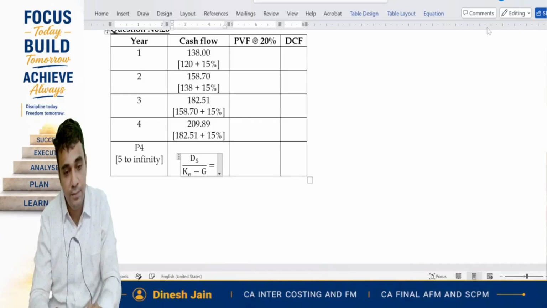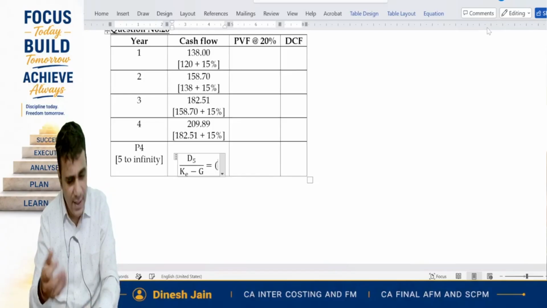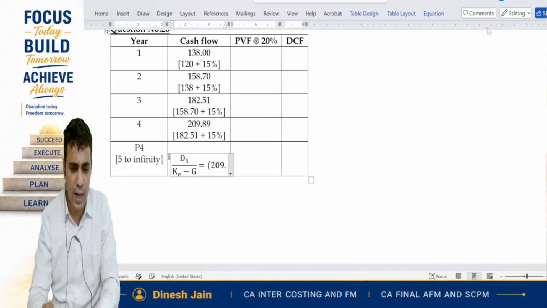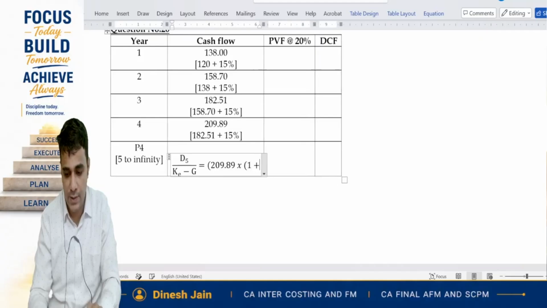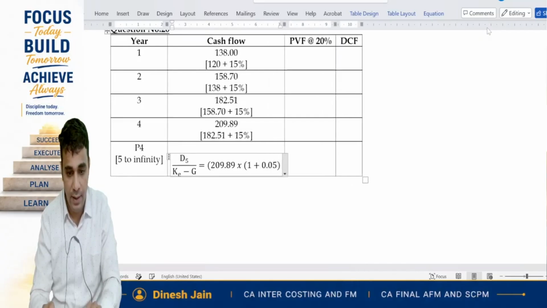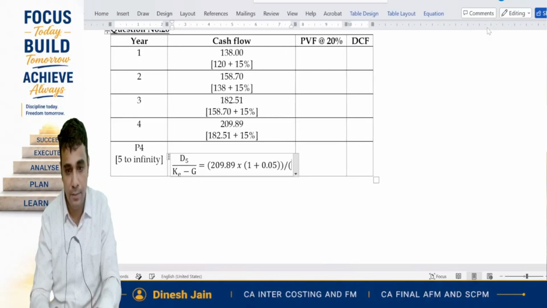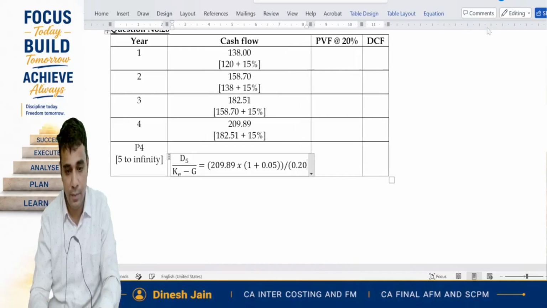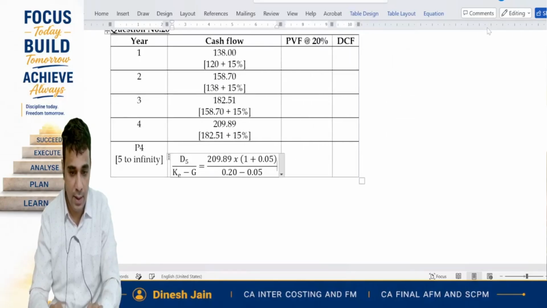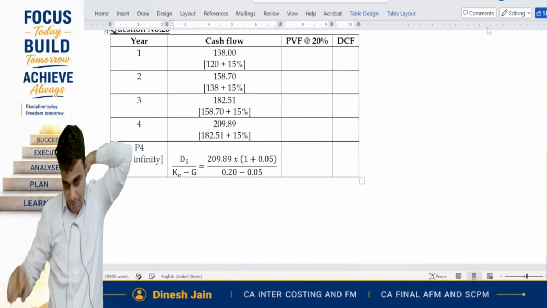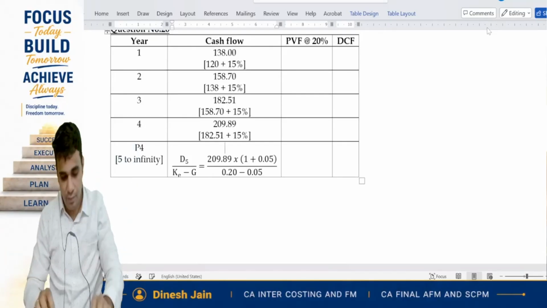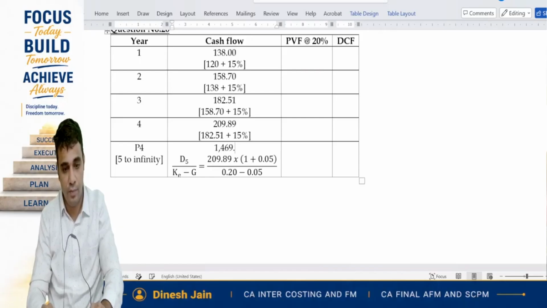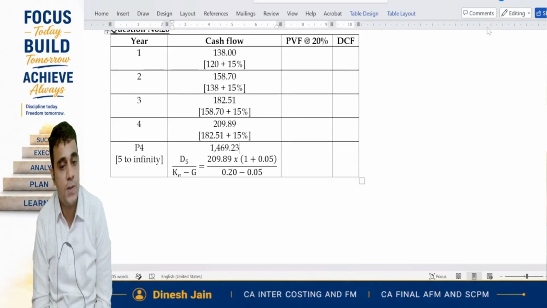Last year, what was the dividend? Last year dividend 209 point. What's the growth rate now? 1 plus 0.05 divided by what is the cost of equity? Get the answer, 2 decimal answer. $1469.23.